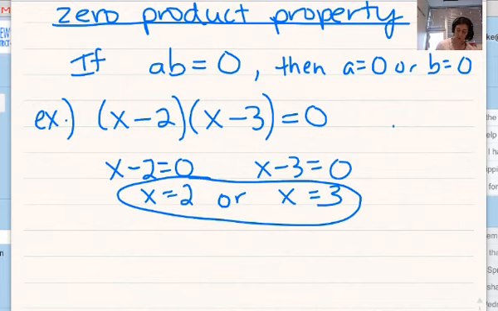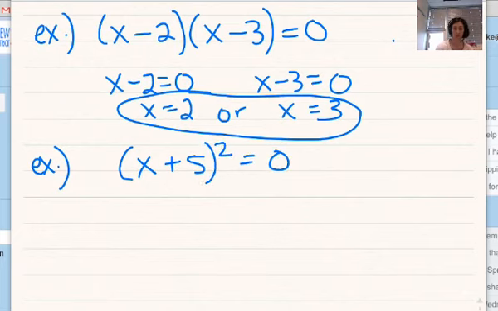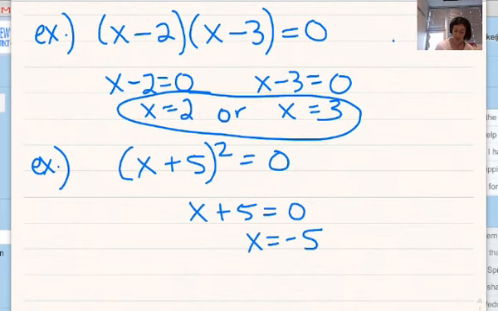Okay, let's just do one more. Another example could be, what if I have x plus 5 squared equals 0? Well, in this case, both of the binomials are the same because it's just that binomial squared. So I can set up an equation saying that binomial has to equal 0. To make that equal 0, x has got to be negative 5. That is a quadratic equation that just has one solution, negative 5.